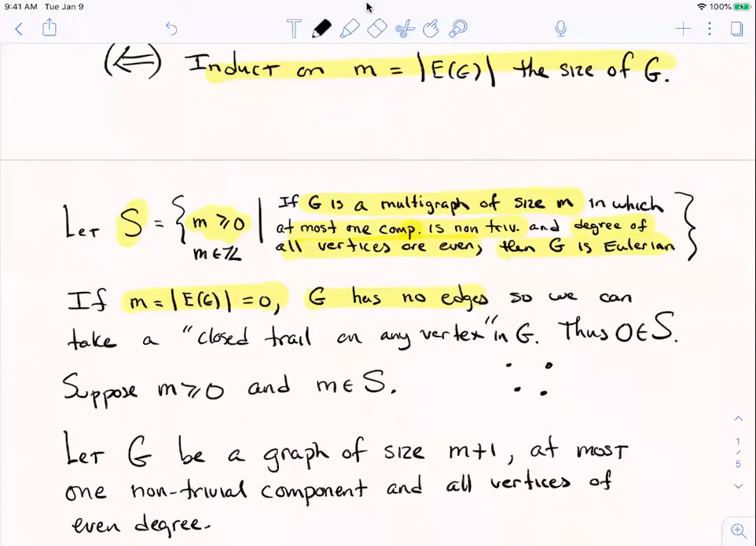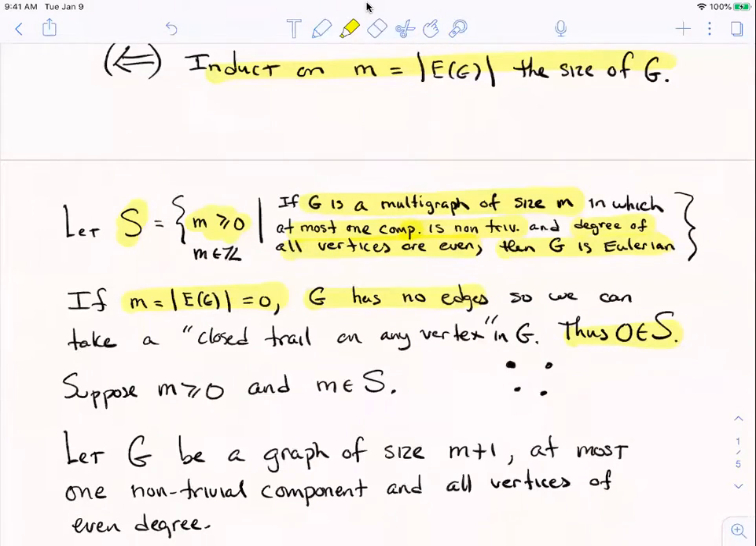Notice that it has at most one component that's non-trivial. All of its components are trivial. And so if you want an Eulerian cycle in that, I'm just going to say it vacuously. Take any closed trail on any one of the vertices. So what does that mean? It means pick a vertex and stay there. And vacuously, that satisfies our definition of Eulerian cycle. So that shows that the number 0 is in S.